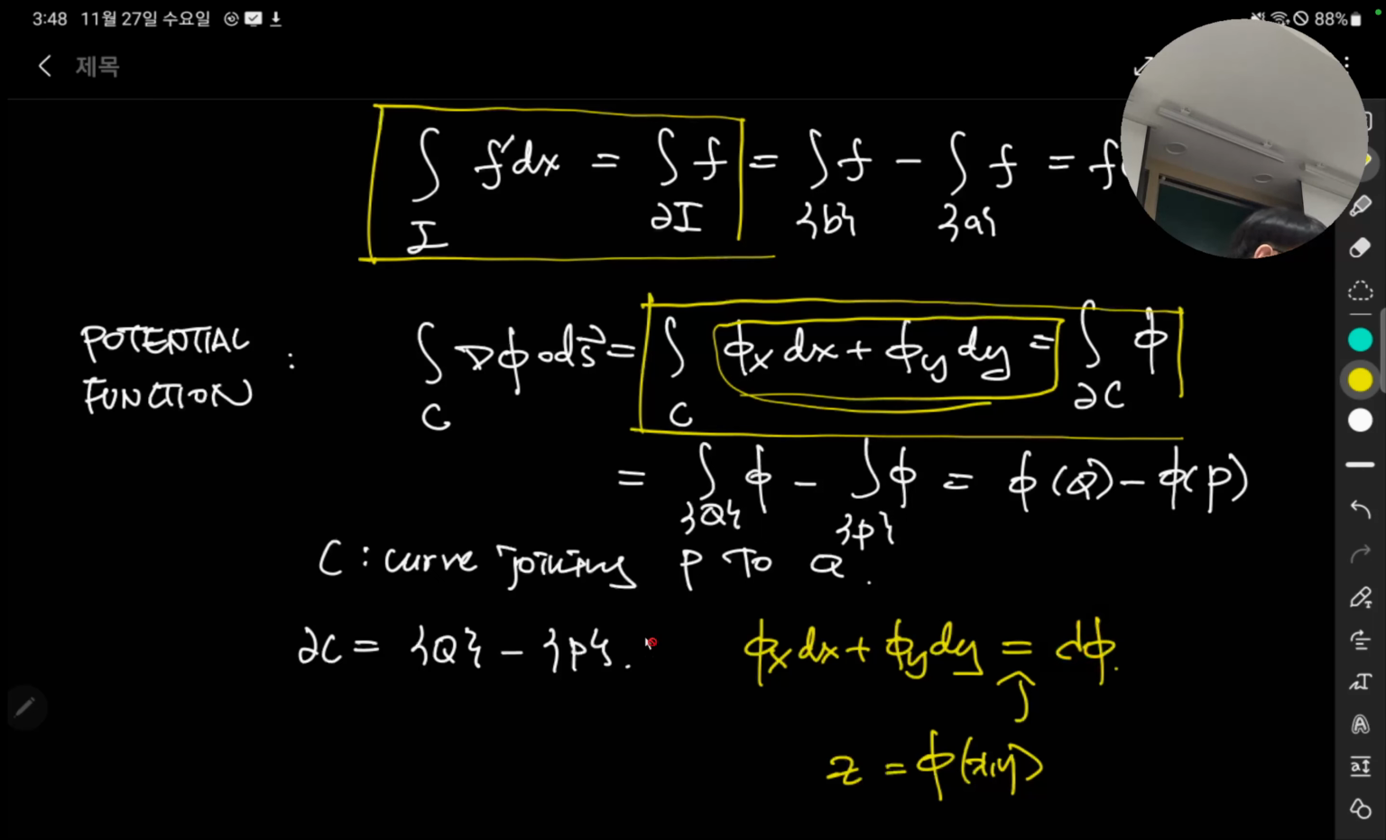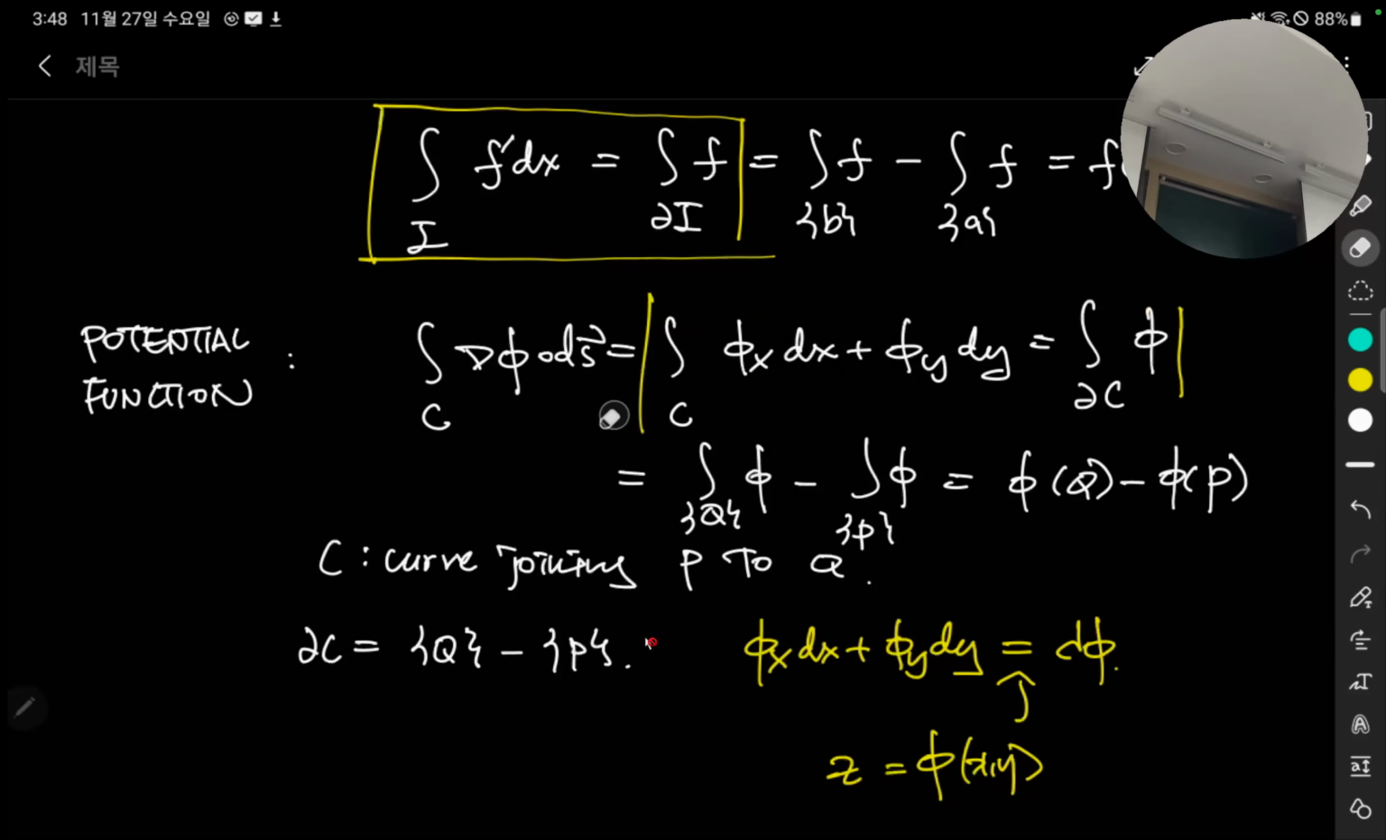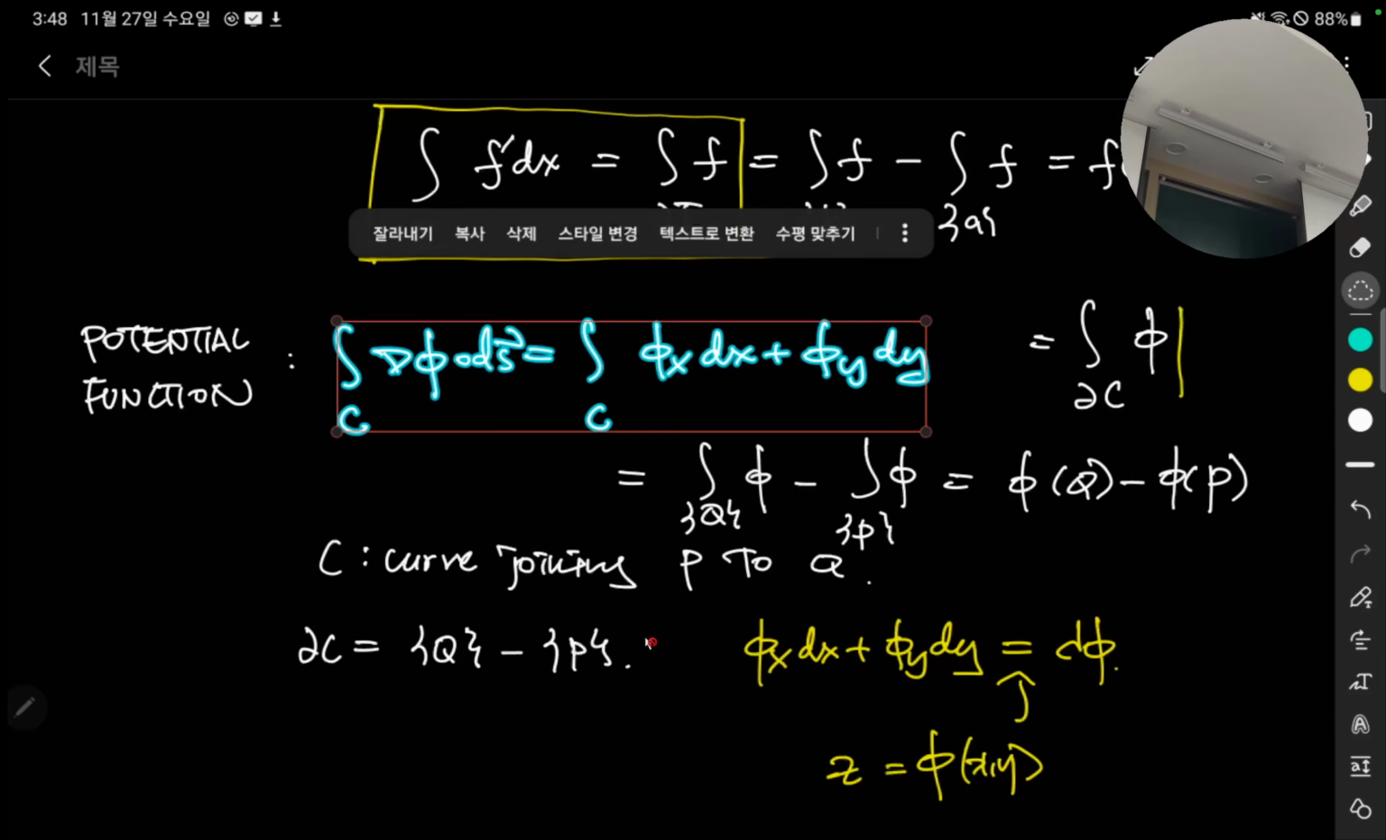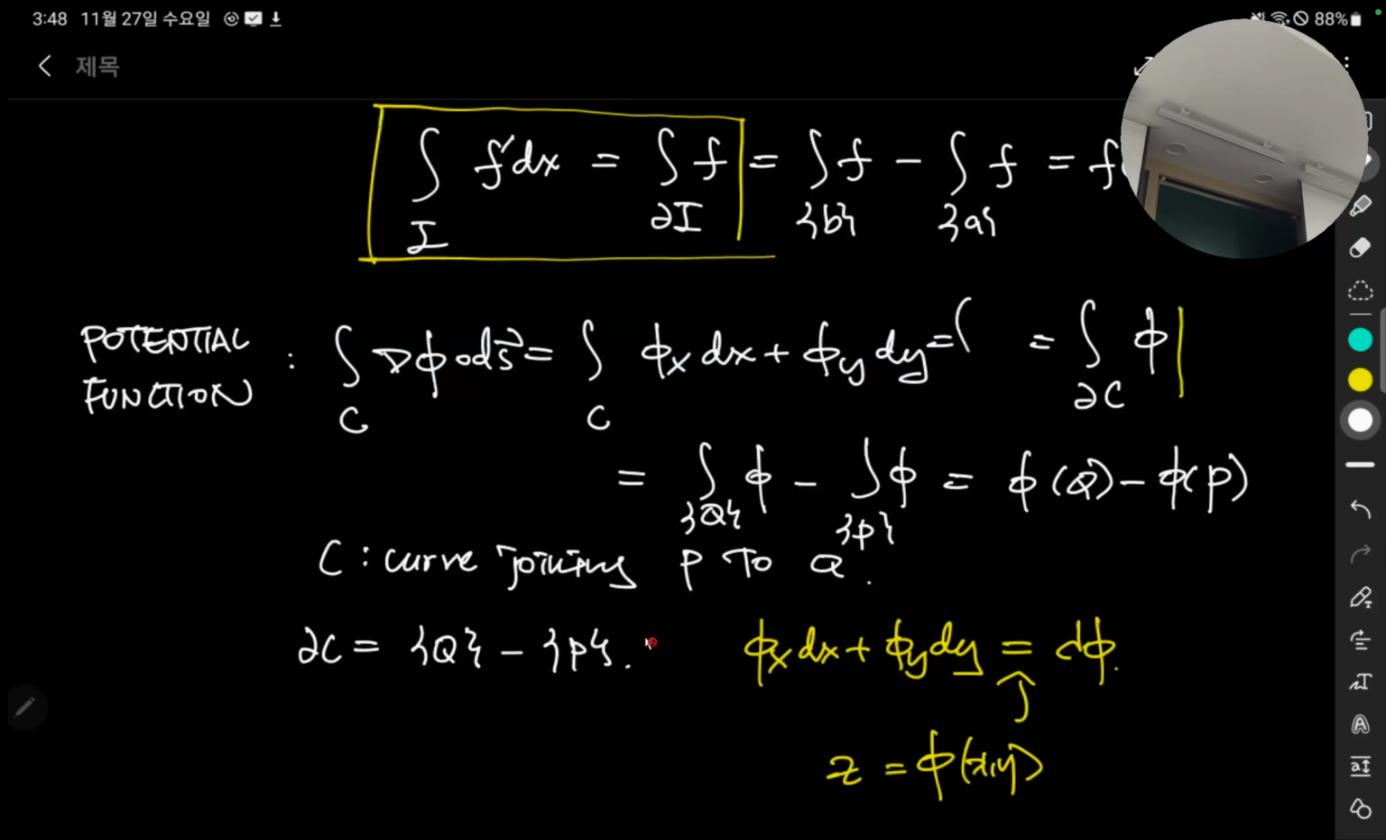So I can replace this whole thing. Let me give a little bit of space in between here. So I can write this as integration of d phi over this curve. So remember this formula here.